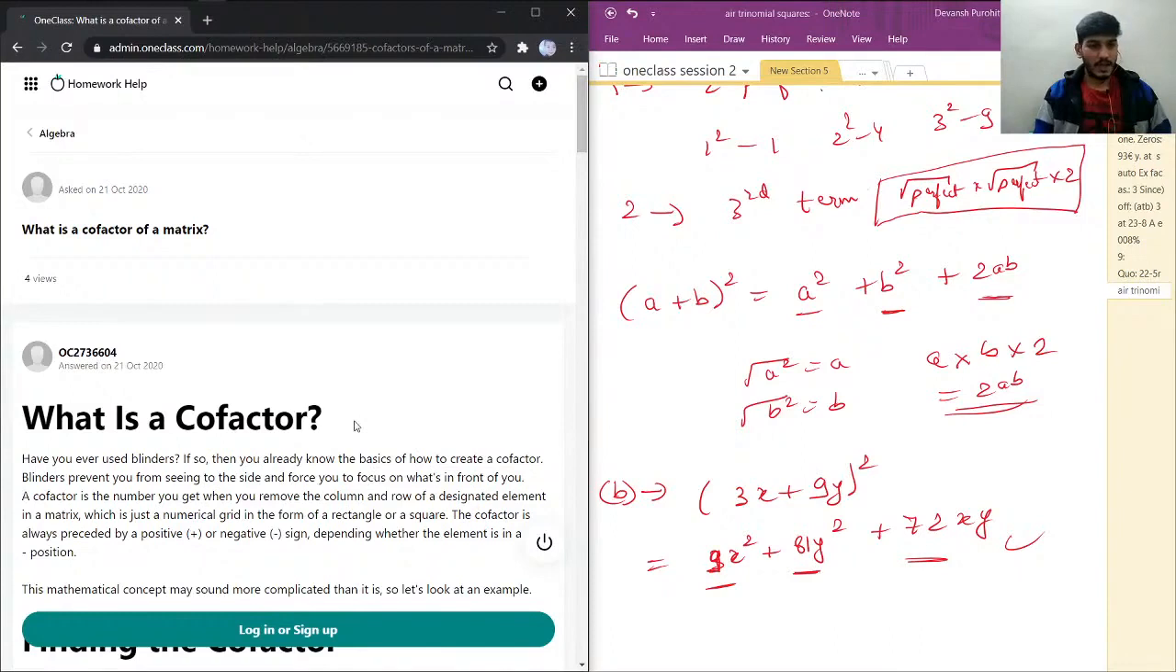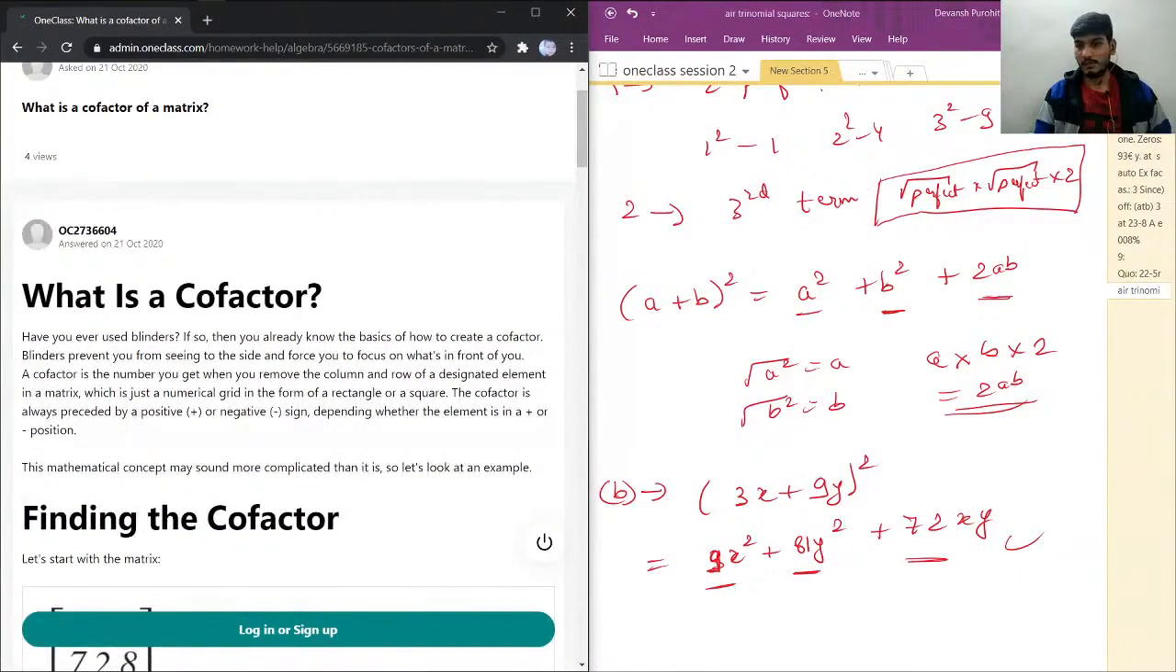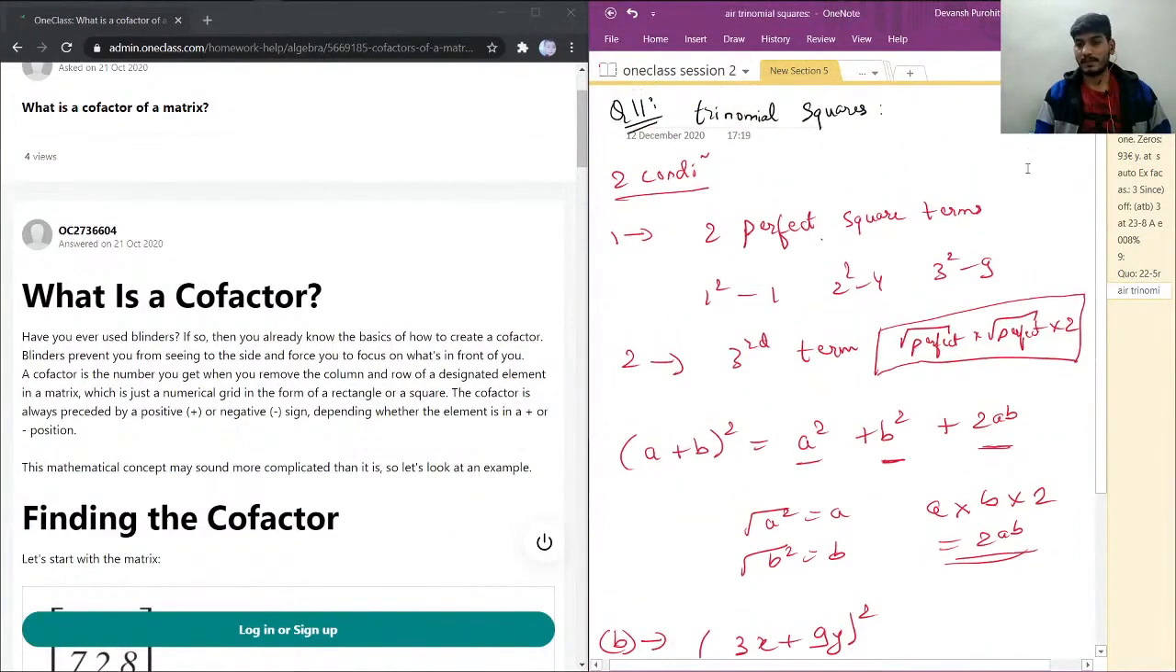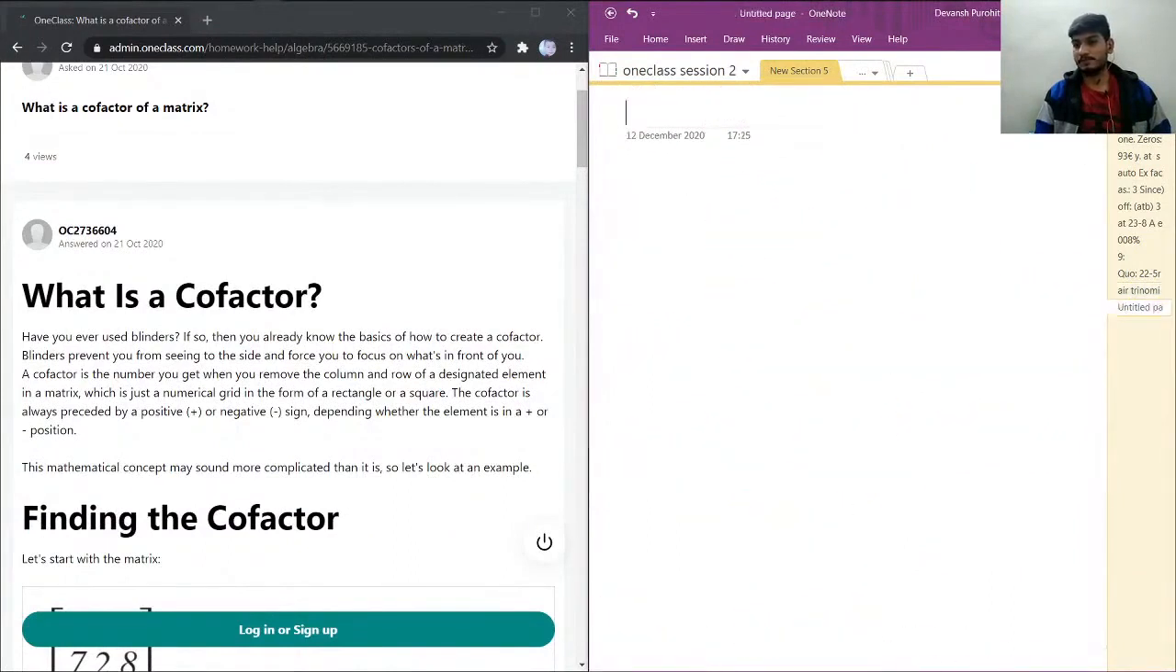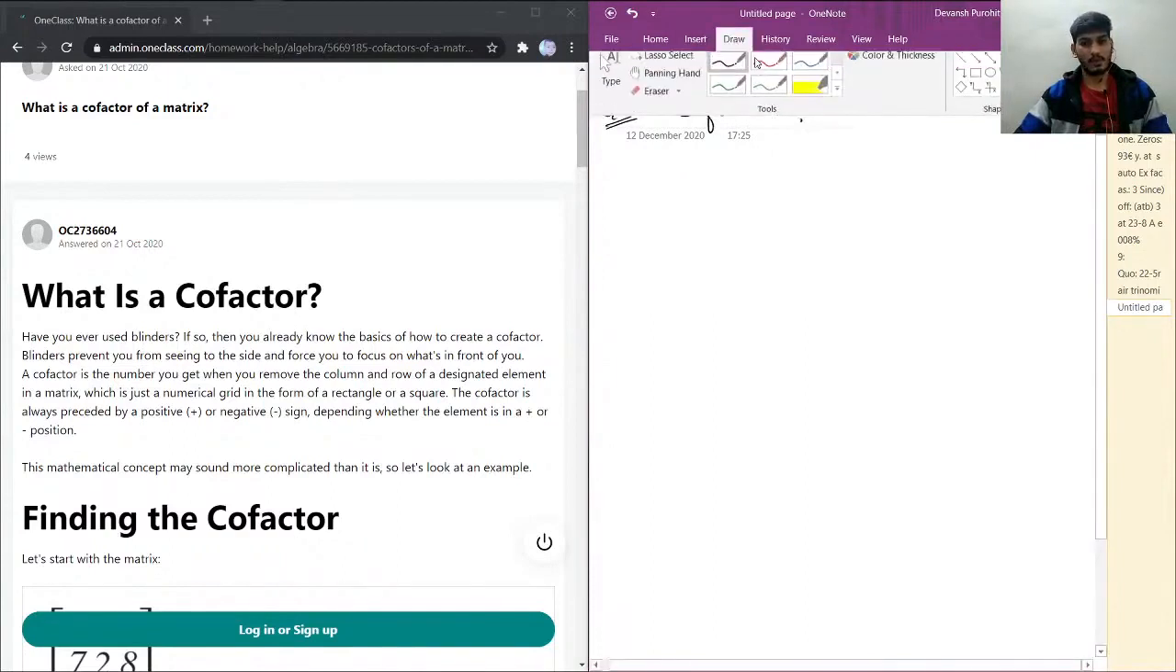Okay, so we have question number 12. Question number 12 is asking for cofactor. What is a cofactor? I'll just go with the definition provided by Junior Tutor.